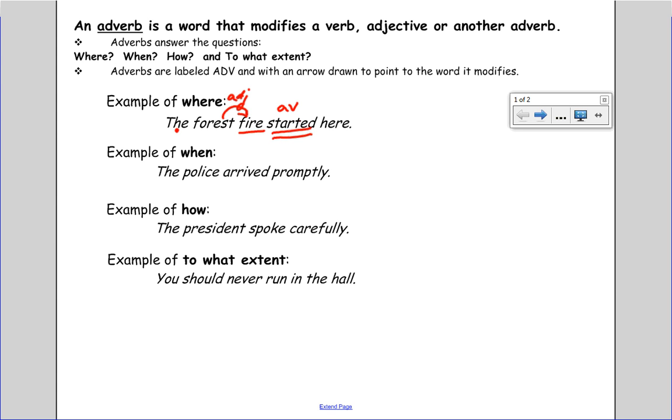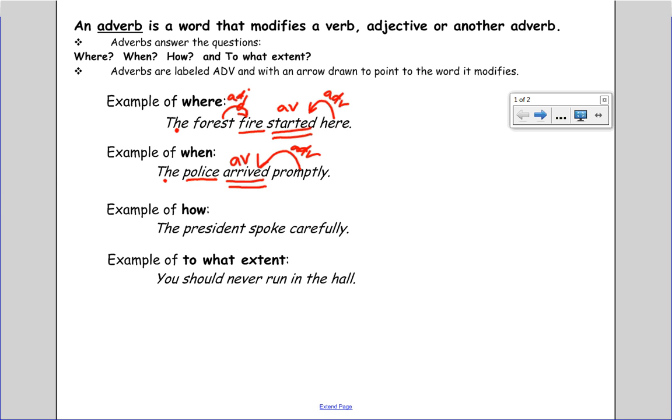So the forest fire started here. Where did the forest fire start? It started here. So here is an adverb telling us where it started. So that's how you would label that. Let's try when. So we have the police arrived promptly. The police is the subject. They arrived. It's an action verb. When did they arrive? Well, they arrived promptly. So promptly would be our adverb here.